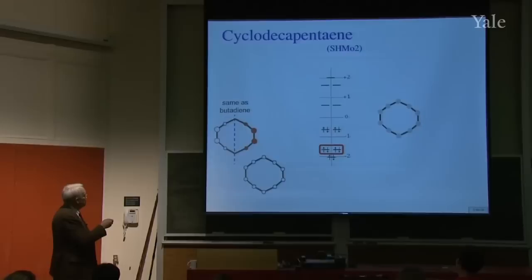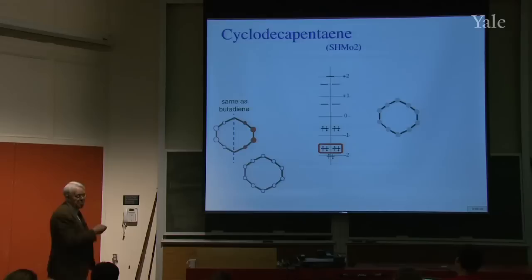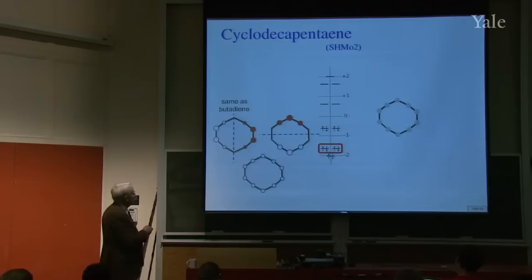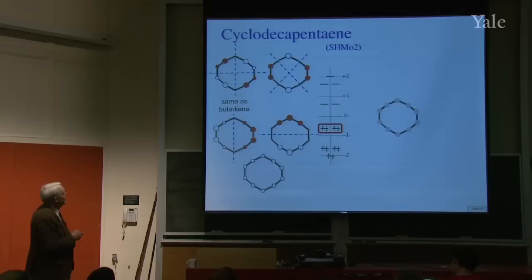But notice these two, right and left, don't interact. There's no orbital here. So this is just like butadiene, and it's the same energy as butadiene. And same for this one, which has the horizontal node, same energy here as they would have been in butadiene. Now the next one has four nodes as you go around, right?